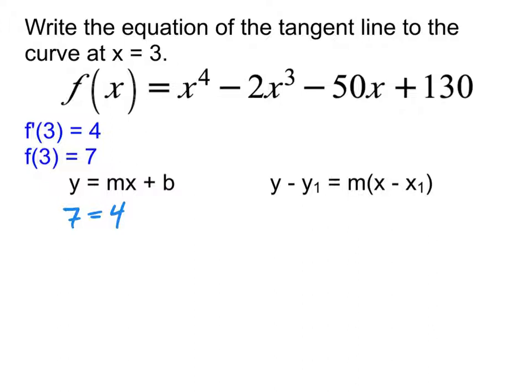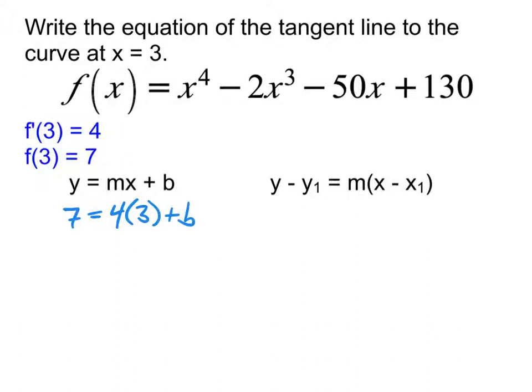And notice the big distinction between knowing which one represents what. So my derivative tells me my slope. My actual function value, that's just the y-coordinate. All right, so I got 7 equals 4 times x. What's my x-coordinate in this problem? 3. Yep, that's the part that we started with. And then plus b. And we can solve for b from there.